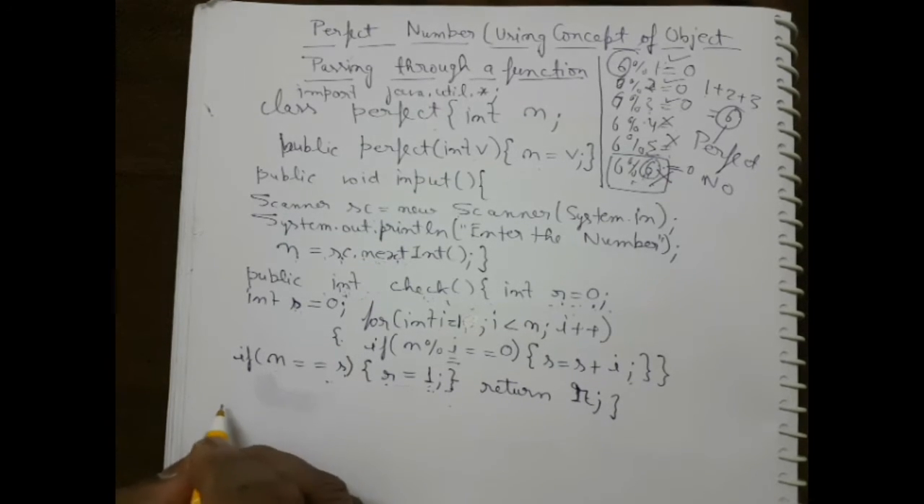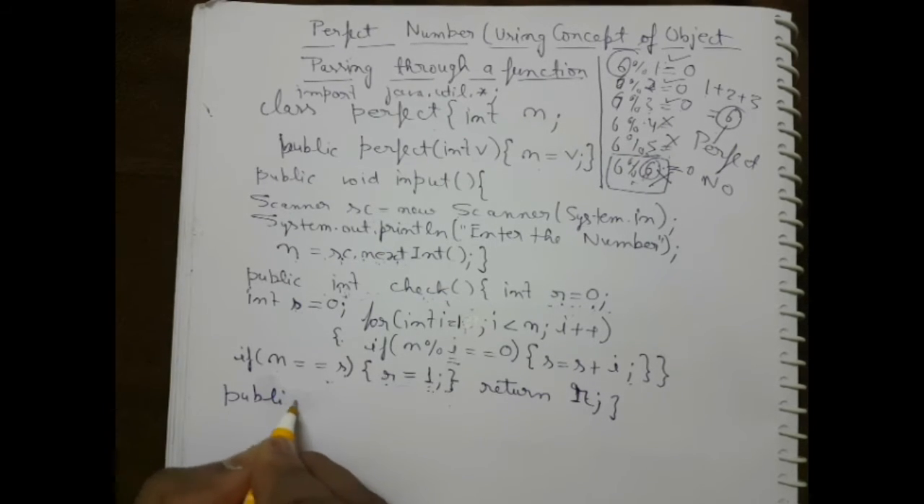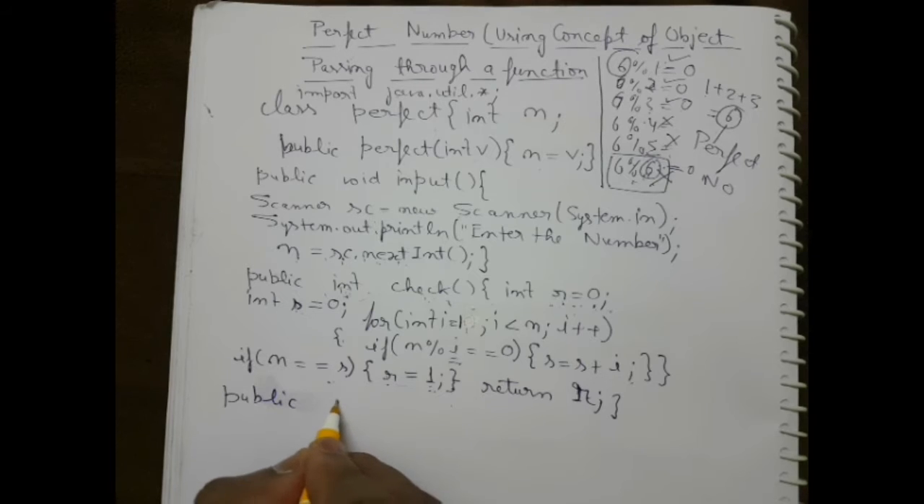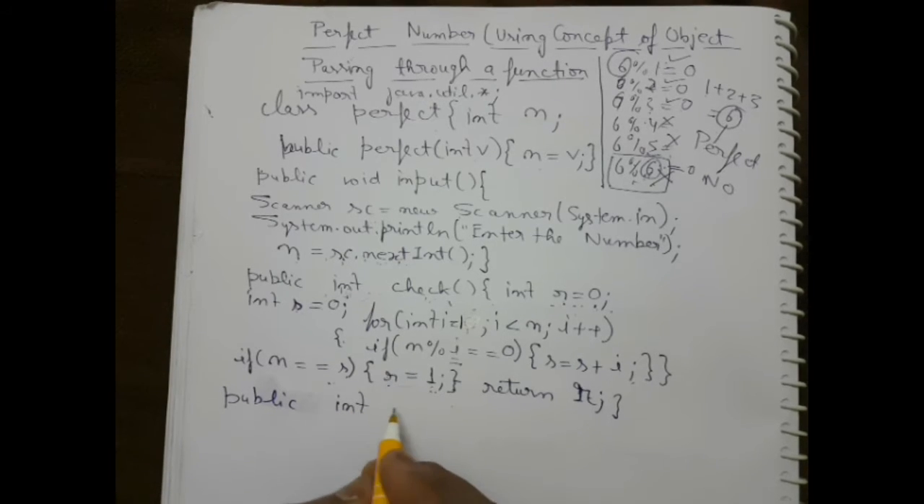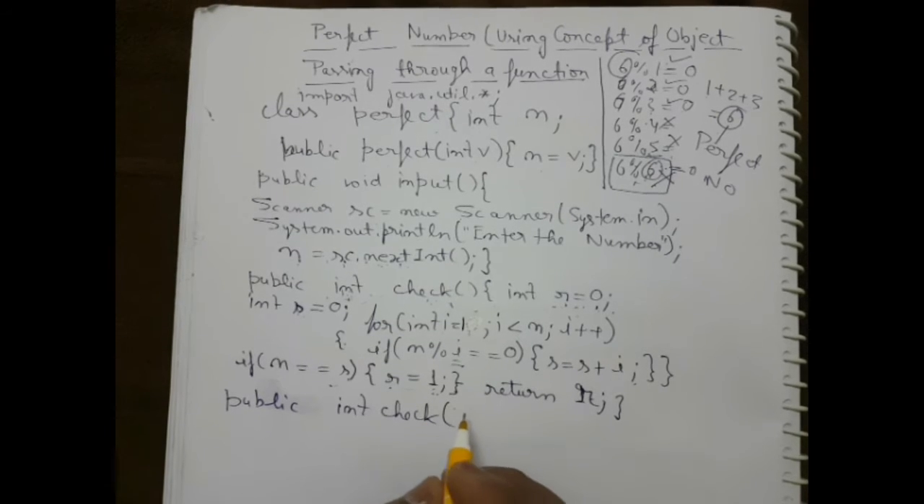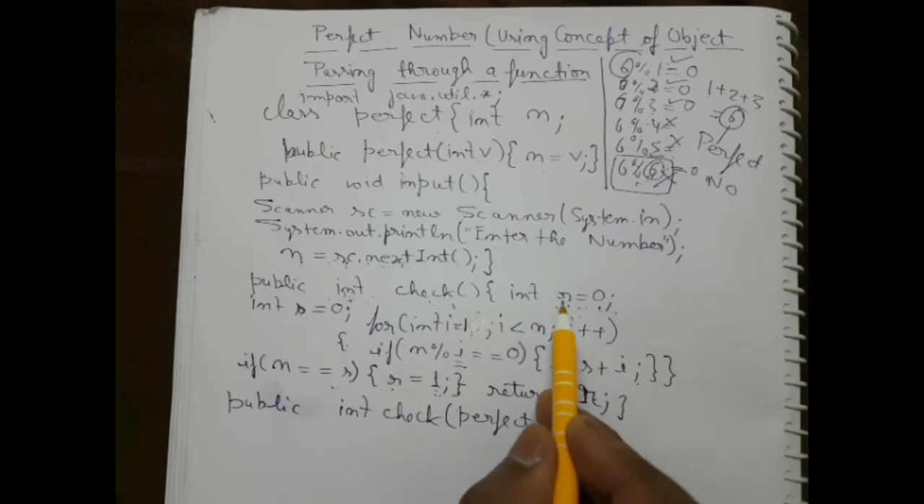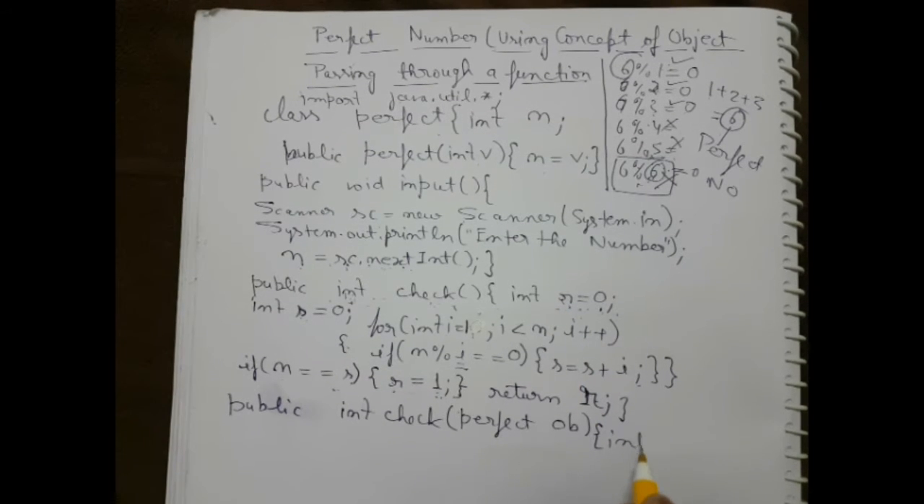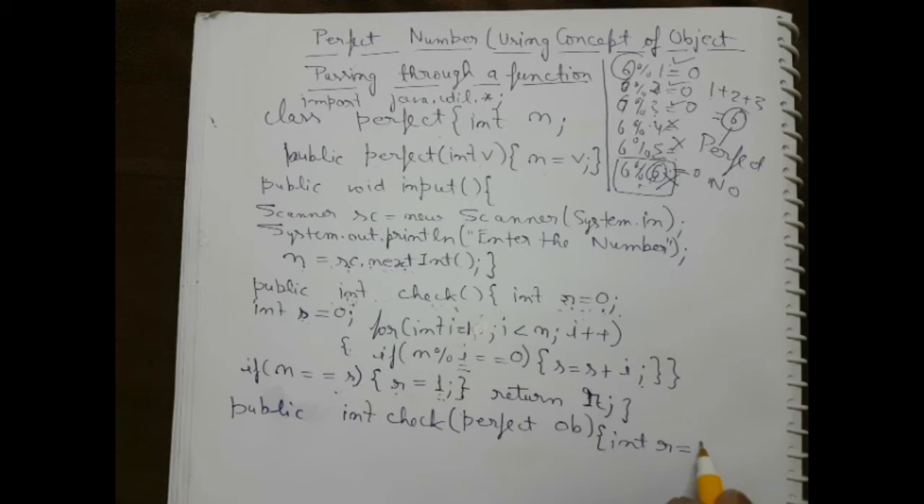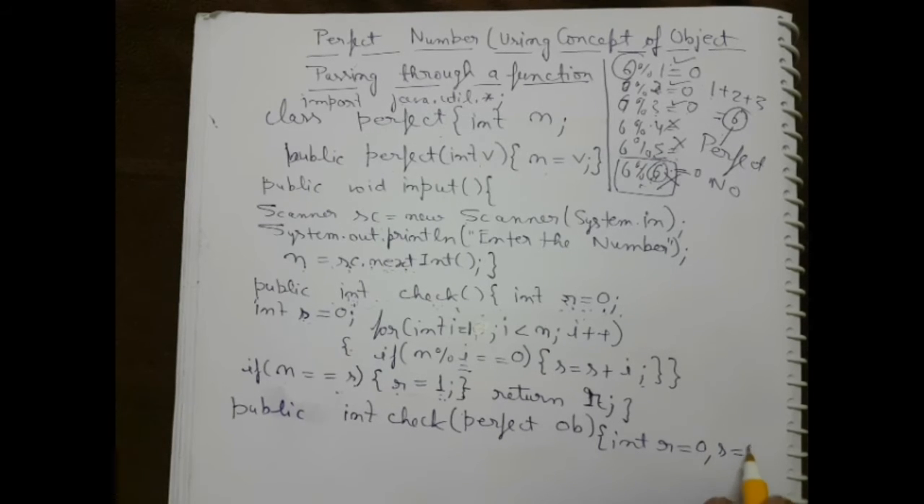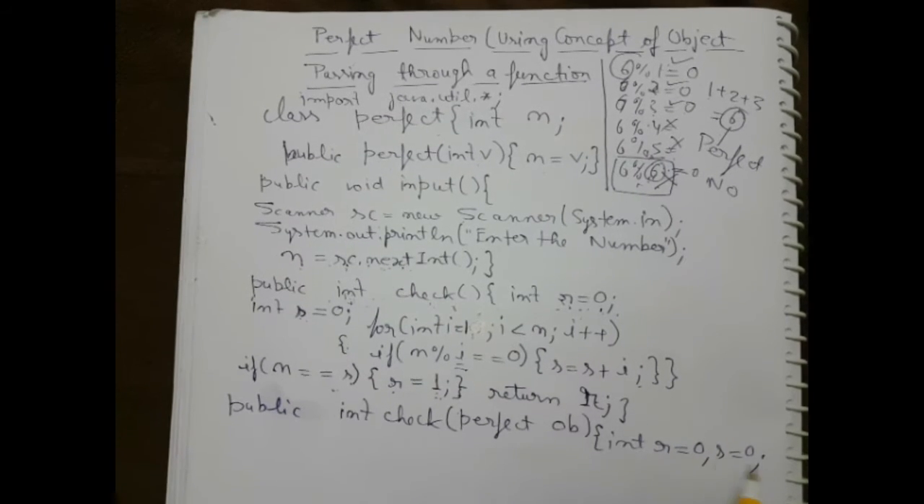Now we have the same code but with the object passing. So students, you see here public int check, and then I write here, class name is what? Perfect. So I pass here the object ob. Okay, and the way we write here also, I will write int r equal to 0 comma sum equal to 0. I have written both the things in one statement.